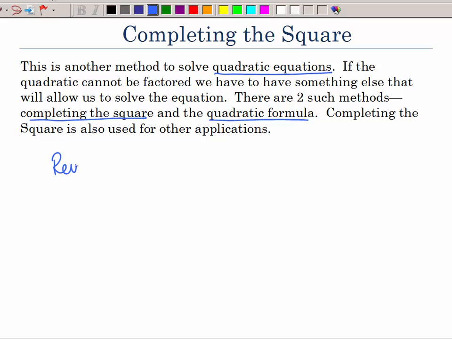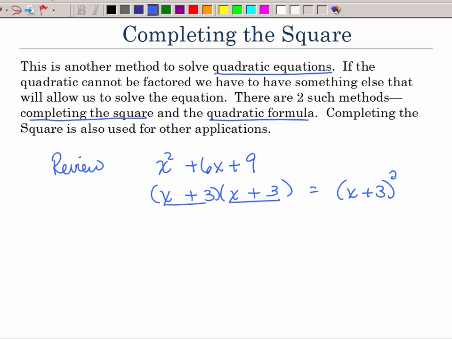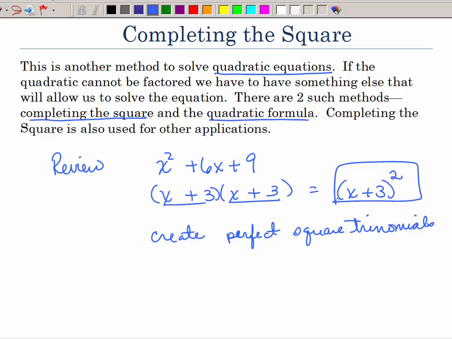Let's just review something. Do you remember these types of trinomials? Those were called perfect square trinomials. And how did we factor them? Well, what happens when you factor perfect square trinomials is that you get the same binomial times itself, which we can write as a binomial squared. So this process of completing the square, believe it or not, we're going to create perfect square trinomials in order to be able to factor them like this.